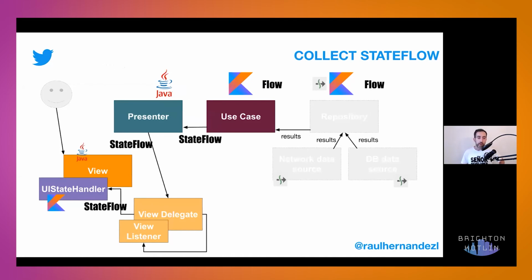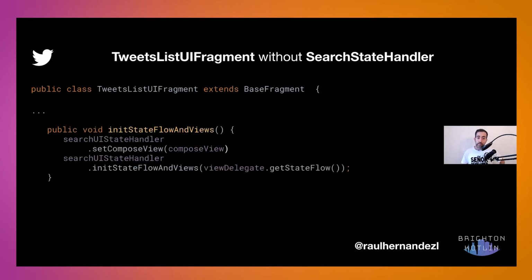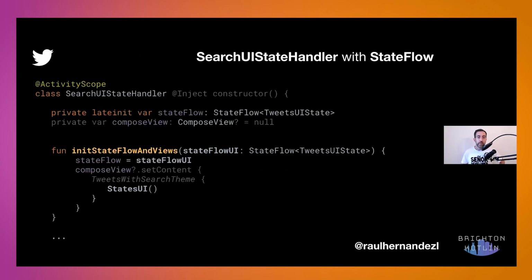Again, doing composition over inheritance and removing the state handler, adding the search UI state handler. And with that, passing the compose view as we already did, and just having the reference with the Stateful, and we don't have to pass any reference from the fragment as we did before. So that means we have the Stateful there.